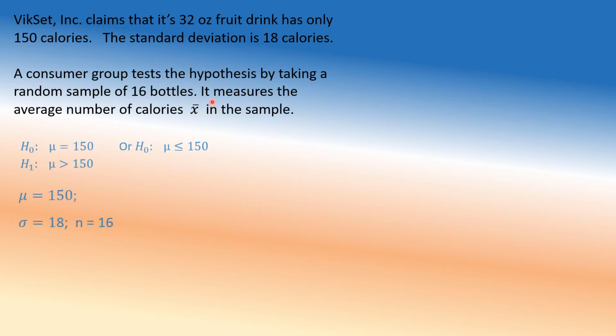So here is our information. By default, 150 calories. You can also write it this way. Both are good. Now, why do we have greater than here? Because they are saying only 150 calories. That means 150 or less. So if they're wrong, it has to be more than 150. We are trying to prove they are wrong. They're putting more calories in a bottle. So we have this one.